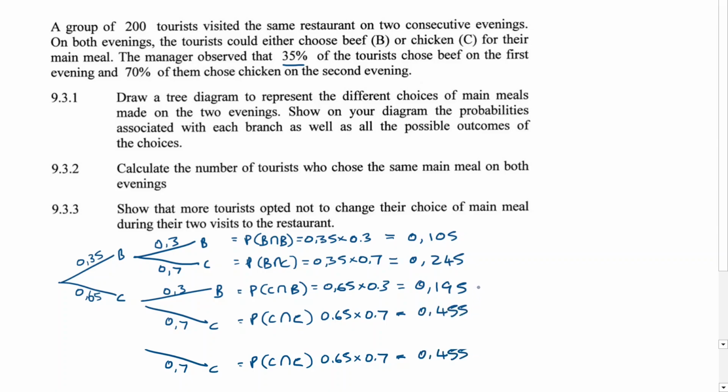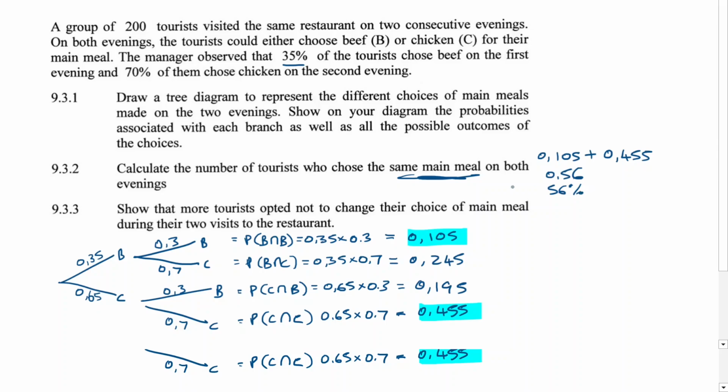0.455. So if they then say calculate the number of tourists who chose the same meal, that would be these guys who had beef and these guys who had chicken. And so I'm going to add those 2 probabilities together. When I add those 2 probabilities together, beef or chicken, I get an answer of 0.56, which represents 56%.